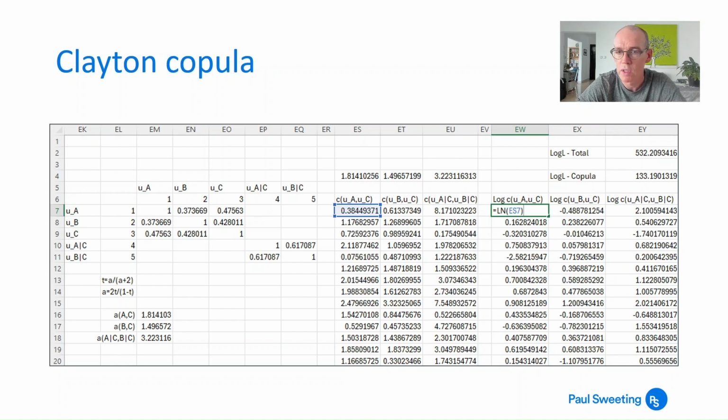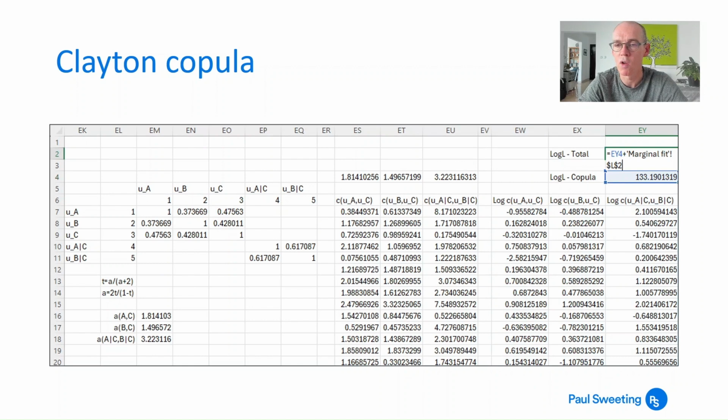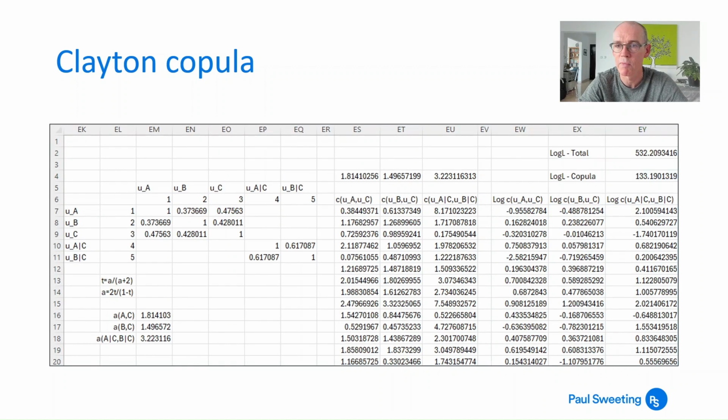We then want to take the log of that copula density, and we want to do that for all of those 3 copulas, and sum those across all of the data points and all of those three copulas, and doing that we get that value of 133. Adding that to the marginal fit, so the log likelihood for the marginal density functions, gives us our final number, which is 532, which, as you'll recall, is bigger than the likelihood that we had for our multivariate normal distribution, which means it's a better fit.